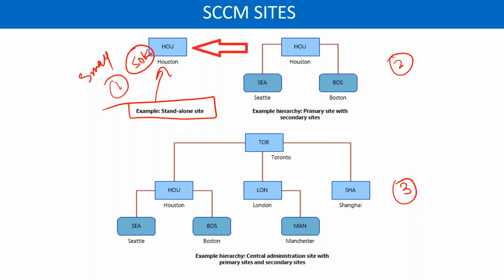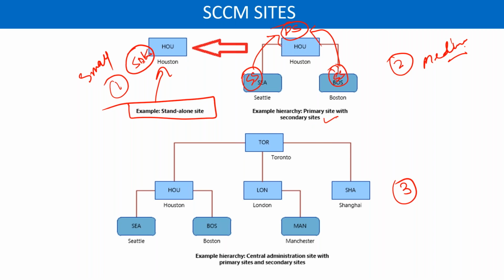So that is for small size companies. Now for medium size companies, suppose you have headquarters in Houston, so you will put the primary site in headquarters. And if you have branch offices, let's say in Seattle and Boston, you will have a secondary site in Seattle and a secondary site in Boston, and both will report to the primary site. So in this example, you have primary plus secondary.